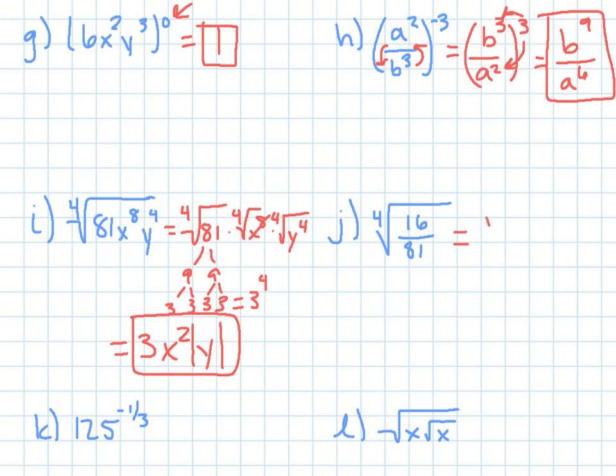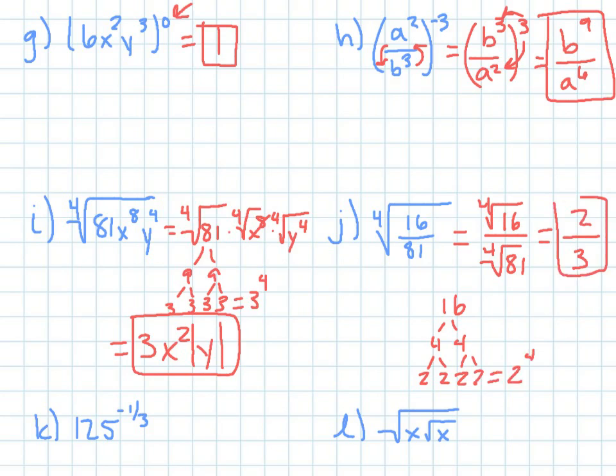So here I can split it up and say the fourth root of 16 and the fourth root of 81. I've already seen what the fourth root of 81 is from letter I, so I know that's 3. Looking at 16, if I did my factor tree, I get 4 times 4, which is 2 times 2 times 2 times 2. So that's the same thing as 2 to the 4th. So because it's 2 to the 4th, the fourth root of 2 to the 4th would be 2.